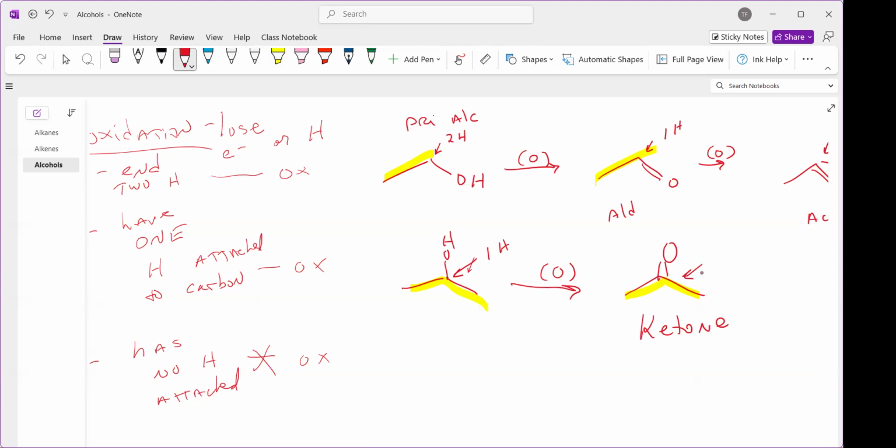How many hydrogens? Zero. Because we had one to start with, and once it's oxidized, we lose that one. We're left with none. That's why you cannot oxidize a ketone. No hydrogens there on that carbon.